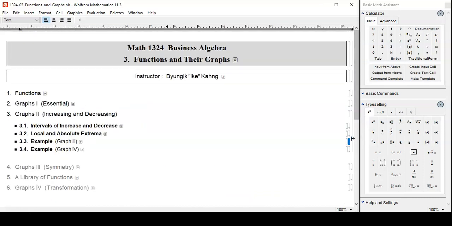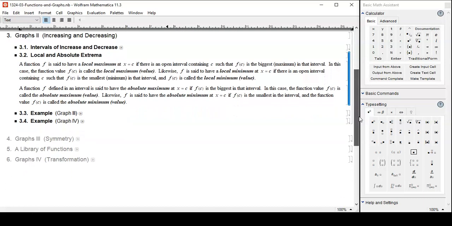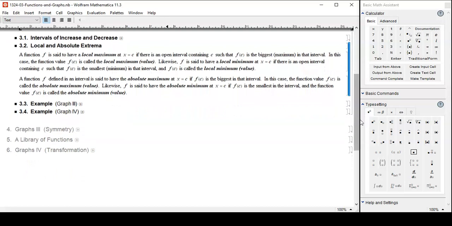Okay, the next concept is local and absolute extrema. So local maximum or local minimum, absolute maximum or absolute minimum. Extremum means either maximum or minimum, and extrema, maxima, minima, those are plural forms of extremum, maximum, minimum.